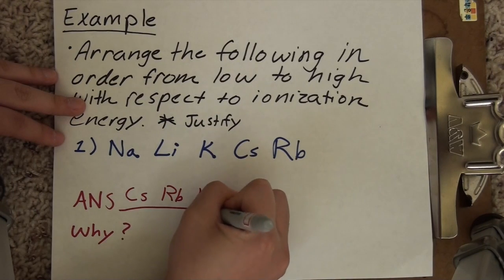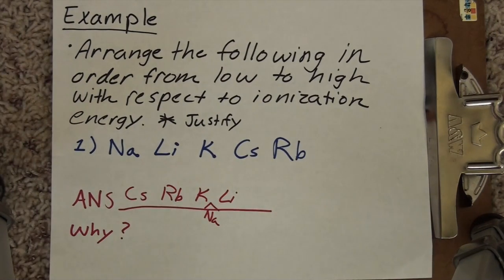Oh, forgot the Na. And our explanation for this can be that Cs has more shielding, so there's less energy needed to remove an electron. And moving left to right, more protons are there, so there needs to be more ionization energy. So that is some of the reasons you could justify your answer.